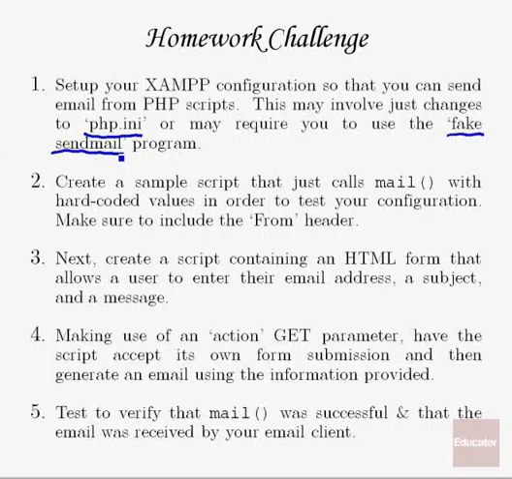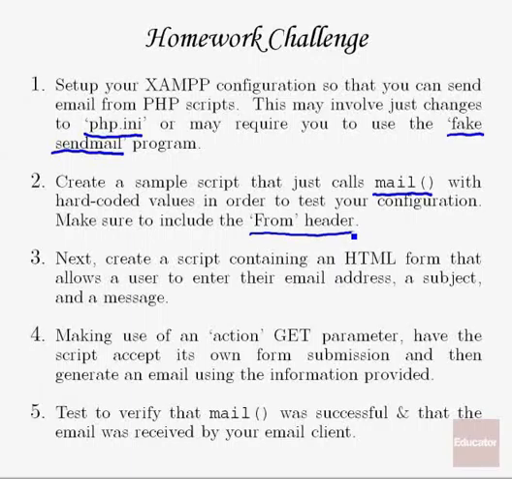Once you've done that, set up a sample script that is going to call the mail function with some hard-coded values, making sure to include the from header as the fourth argument to the mail function. Just do that in order to test the configuration. So try sending an email, and then make sure that you can see it in your email client, that it's actually being sent, and just to verify the configuration.